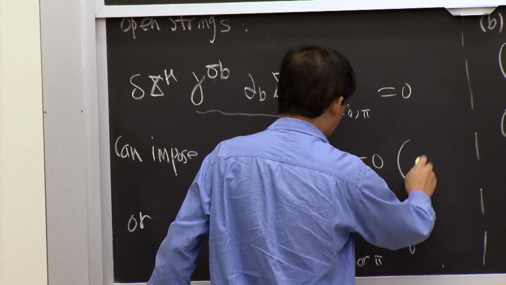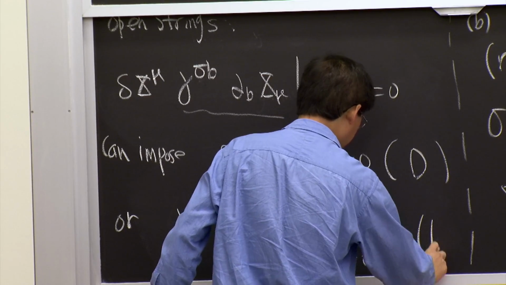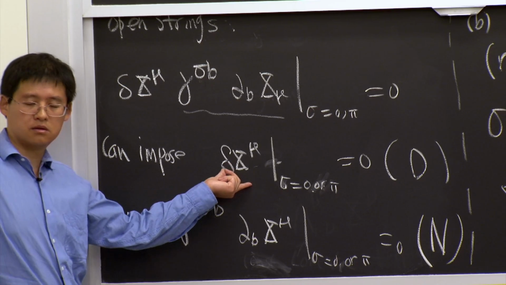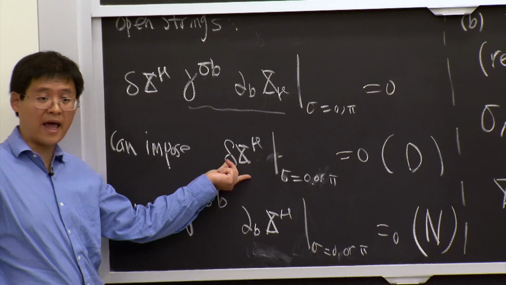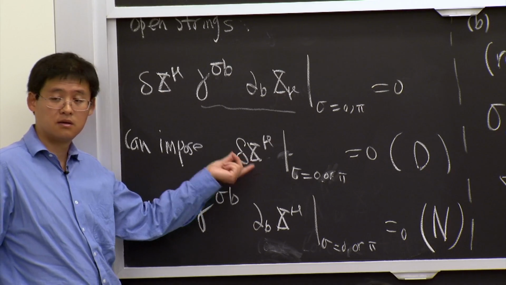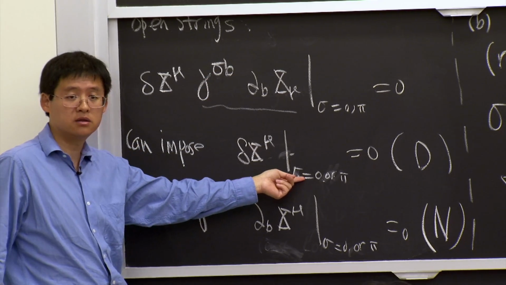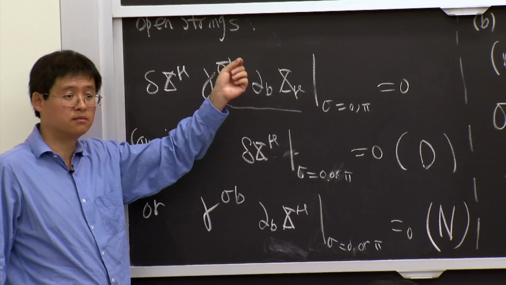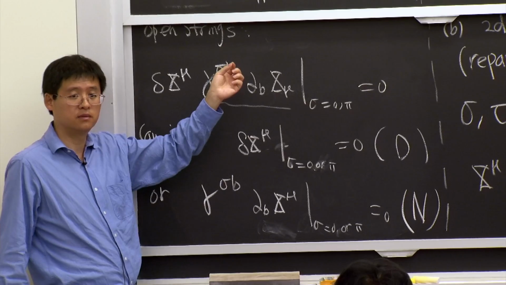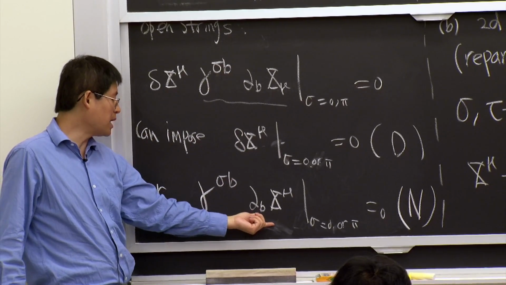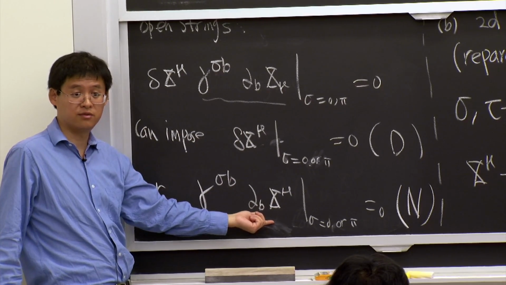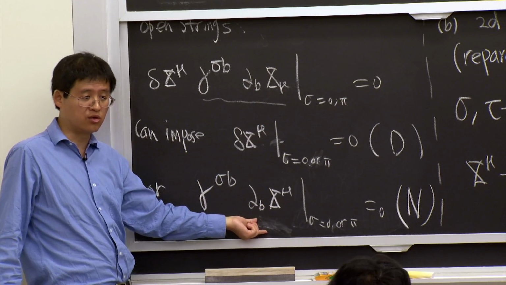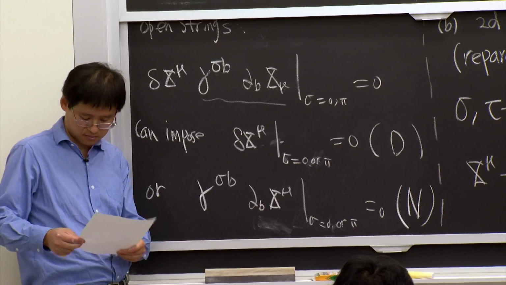The first is normally called the Dirichlet boundary condition, and the second is normally called the Neumann boundary condition. It is called Dirichlet because if delta x is fixed at the endpoint, it means that the value of x is not allowed to vary. For the Neumann boundary condition, you only constrain the derivative, and the value of x can be anything. So this is called the Neumann boundary condition.